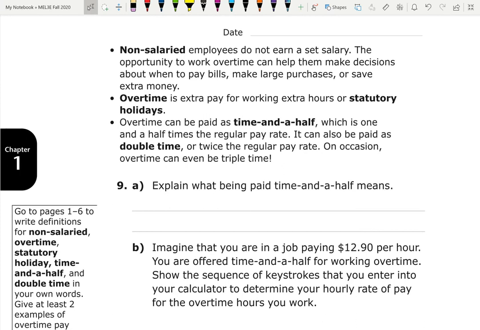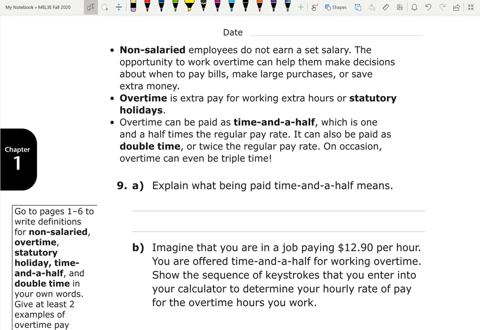All right. Non-salaried employees do not earn a set salary. The opportunity to work overtime can help them make decisions about when to pay bills, make large purchases, or save extra money. So overtime is extra pay for working extra hours or stat holidays. Overtime can be paid as time and a half, which is 1.5 times the regular pay rate. It could also be paid as double time or twice the regular pay rate. And on occasion, you can even get triple time.